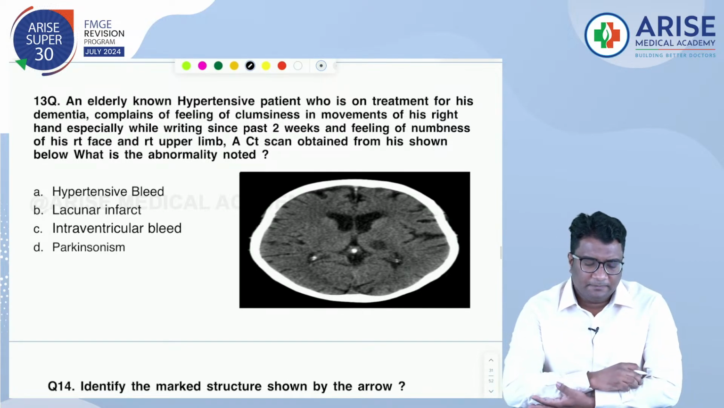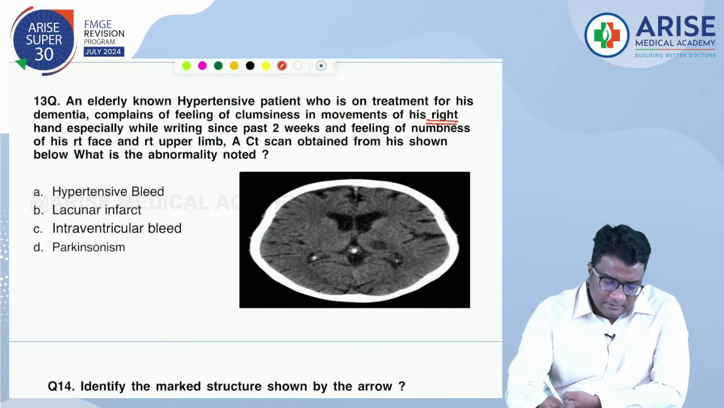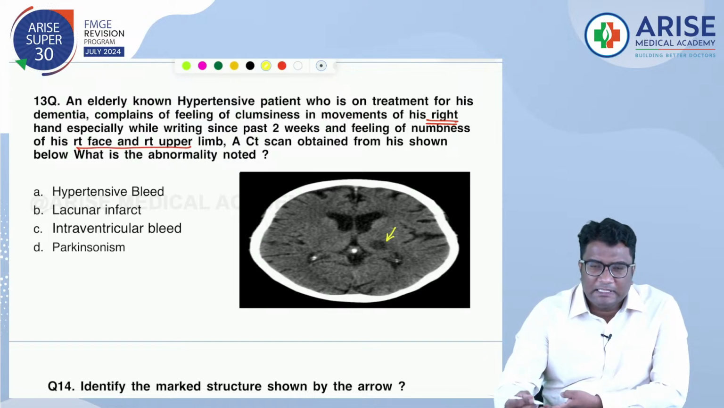Look at this question. An elderly hypertensive patient on treatment for his dementia complains of clumsiness in his right hand for the last 2 weeks, and numbness in the right face and right upper limb. A CT scan image is obtained. What is the likely abnormality? So the patient has problem on the right side, right? And the image is showing a hypodense area involving the left thalamus.